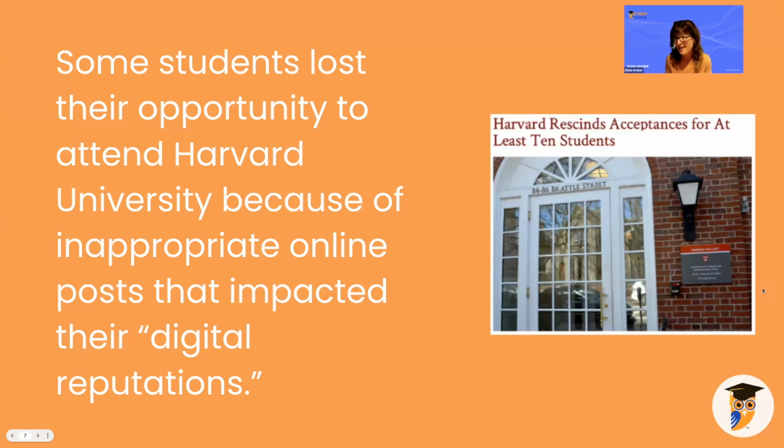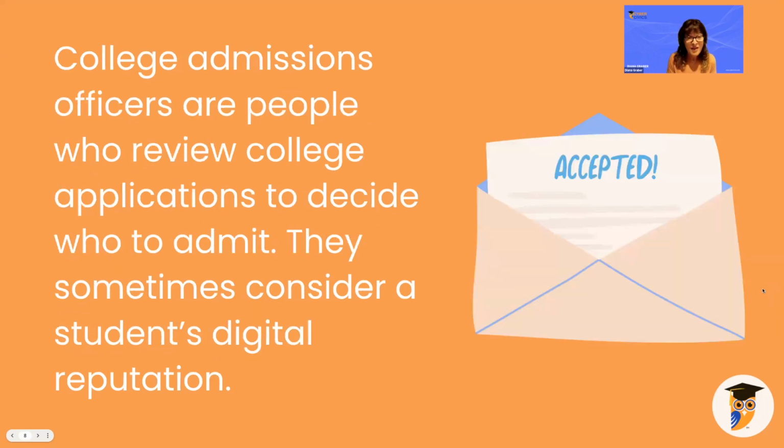So we talk about that a little bit, how hard it is to get into this esteemed university and how sad it was that a bunch of kids posted things that were inappropriate online. Everyone saw it, they shared it, and that lost them their opportunity to attend Harvard. So that actually works into the activity that's about to come. We want kids to understand how that happens. So we tell them that college admissions officers are people who review college applications to decide who to admit. They sometimes consider a student's digital reputation.